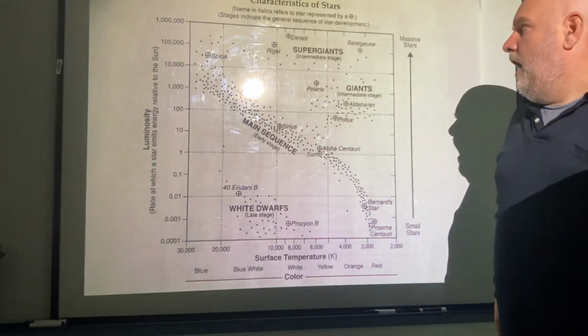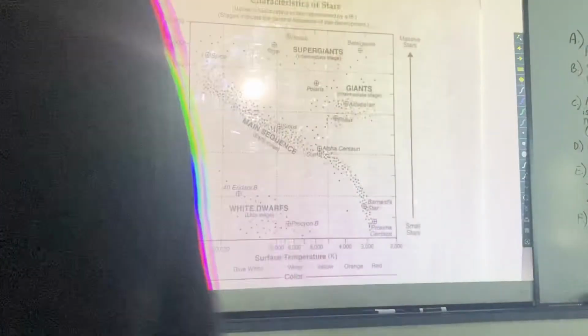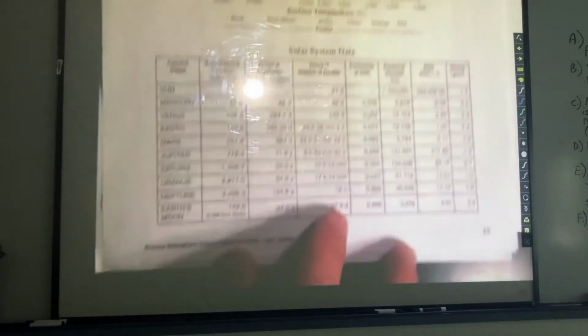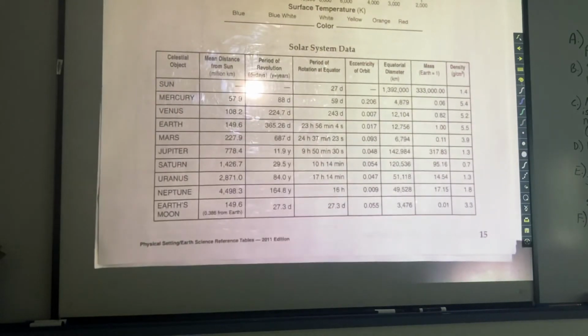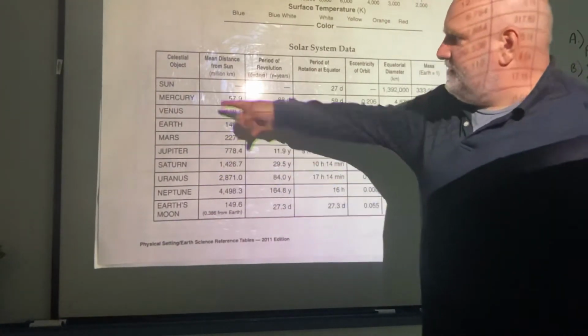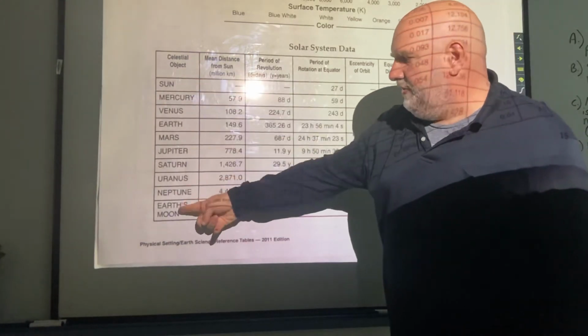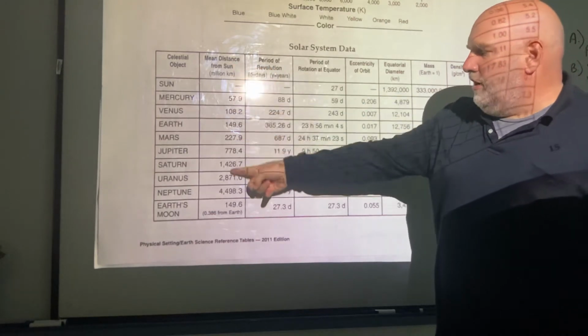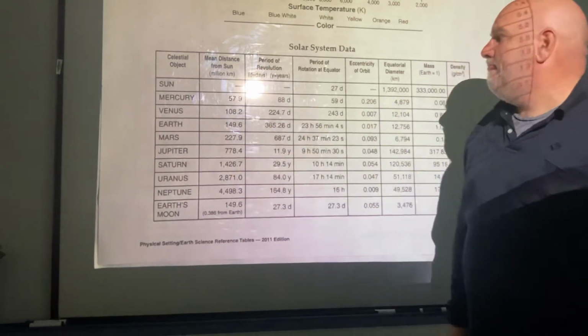All right. The other chart I want to go over is a solar system data chart. This is a pretty easy one. It has various members of our solar system: the sun, the 8 planets, and Earth's moon. Here it has how far away you are from the sun in millions of kilometers.